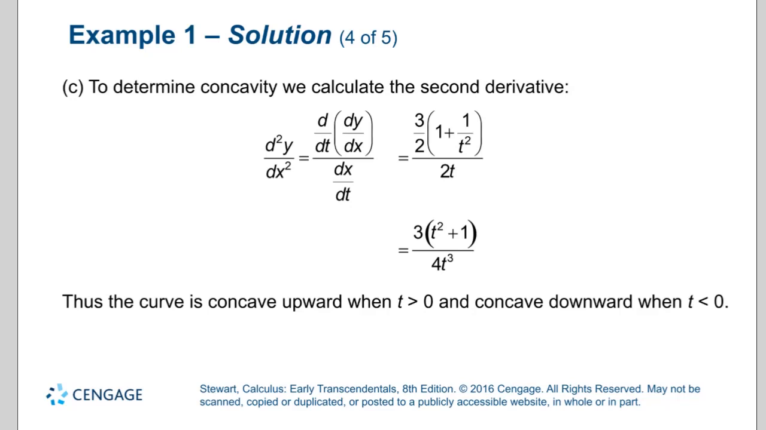So if I simplify that and work it out, I get (3t squared plus 1) over 4t to the third. Now, we know that when we're looking at concave up and concave down, we're looking at where the top is going to be 0. That's where it switches. So in this case, the top is going to be switching at 0. So if t is greater than 0, it's going to be concave up. And if it's less than 0, it's going to be concave down.